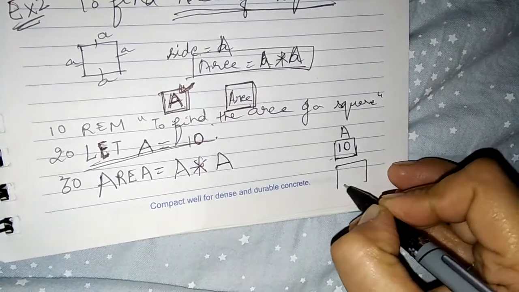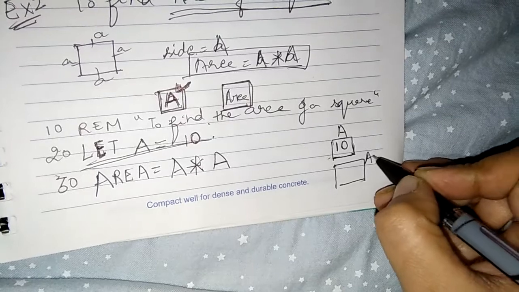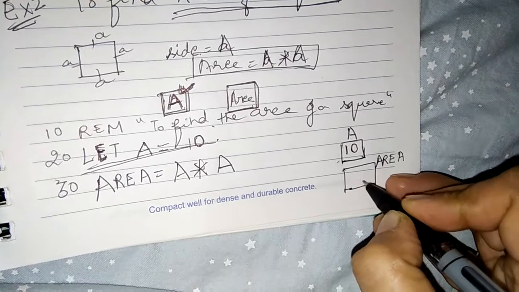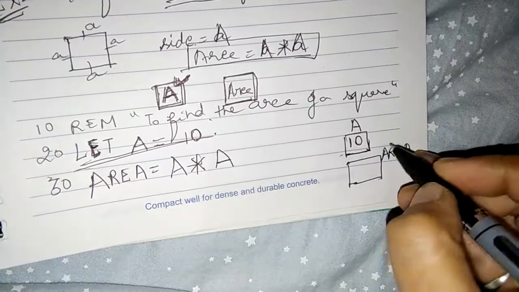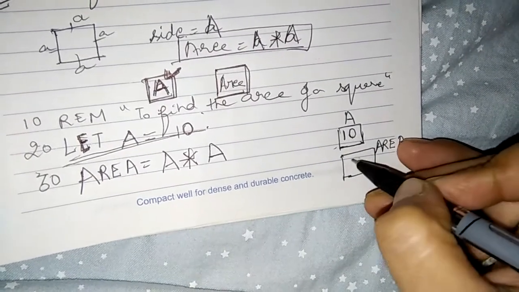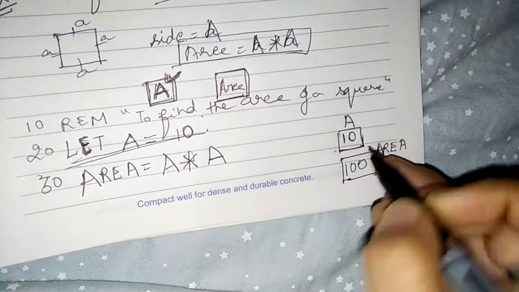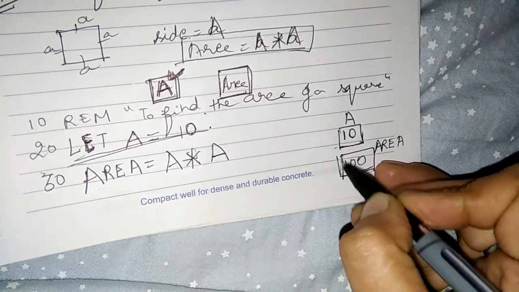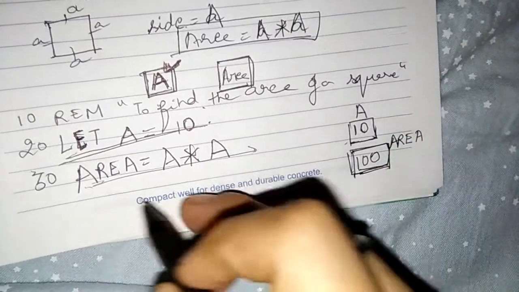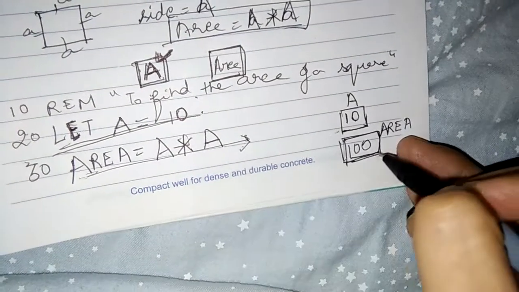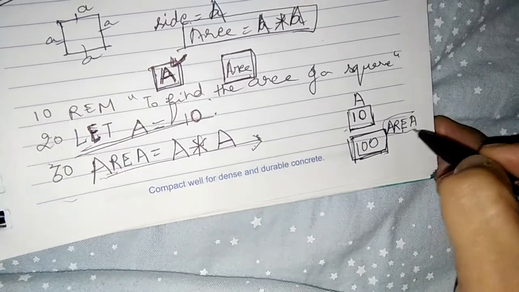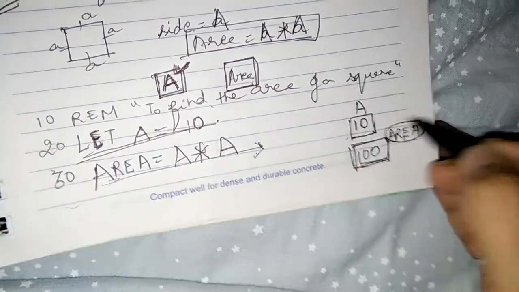Then what will happen? Another memory with name area would be created, and the square of 10, that is A into A, 10 into 10 will be stored in this. What will be 10 into 10? It will be 100. The result is stored in this variable. Just applying the formula, the answer is stored in the variable area. This is the end result I want, so I have to display this particular variable.